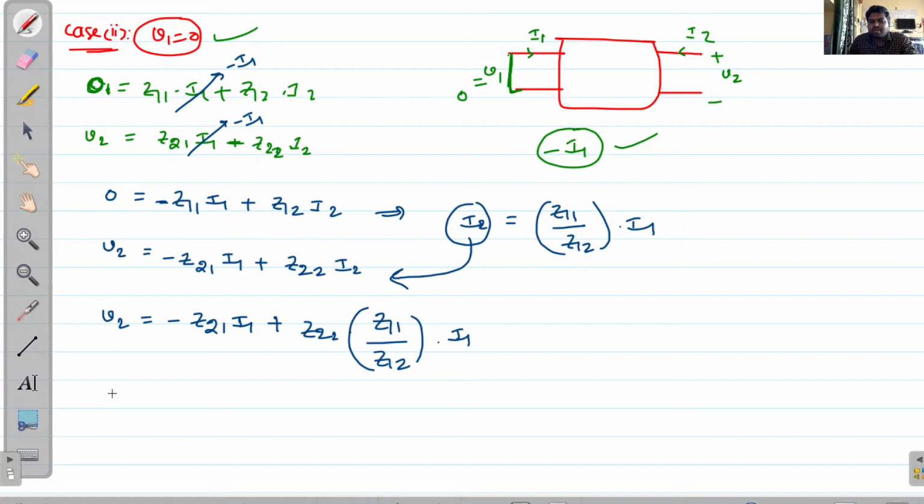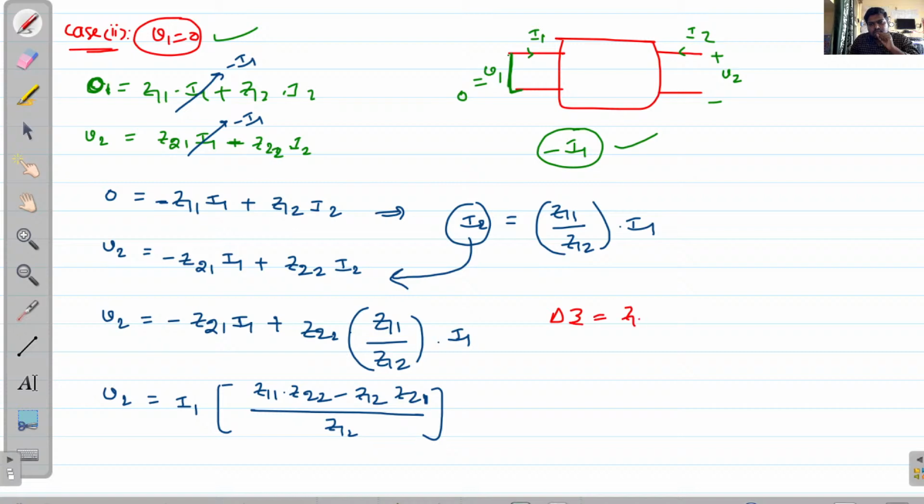Now you can take I1 as a common factor, then you will get I1 into Z11 into Z22 minus Z12 into Z21 by Z12. So this is our expression, right? So from this already we know delta Z equals what? Z11 into Z22 minus Z12 into Z21. If you observe this one, you can represent it with delta Z also. Now what you will get? So V2 by I1, V2 by I1.